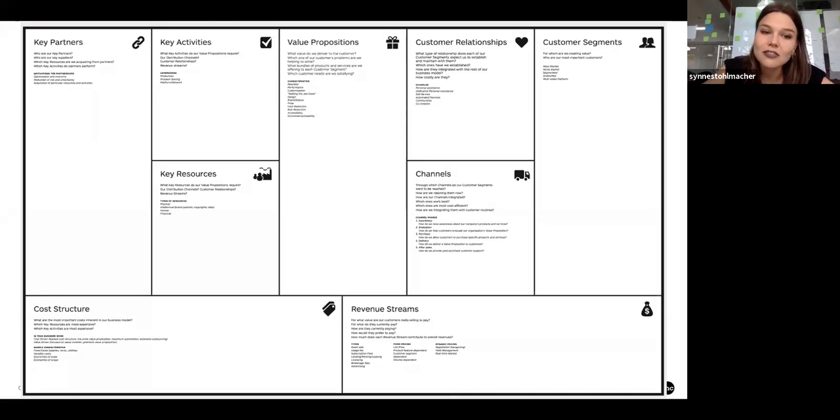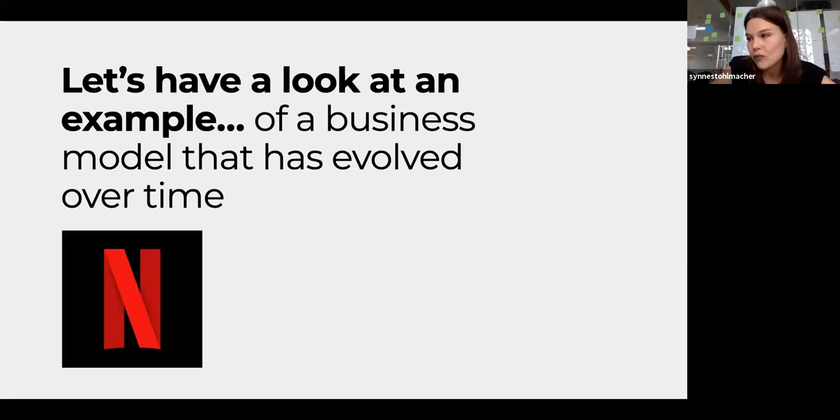You are going to be filling out one of these later, but don't worry, we're not going to make you do it yet after that very, very short walkthrough. I'm going to give you an example. So let's have an example. I'm sure you all know Netflix, and I'm going to show you how Netflix's business model has evolved over time.